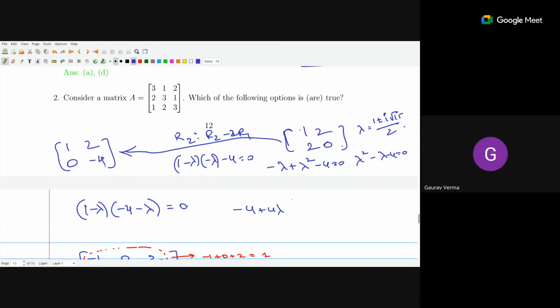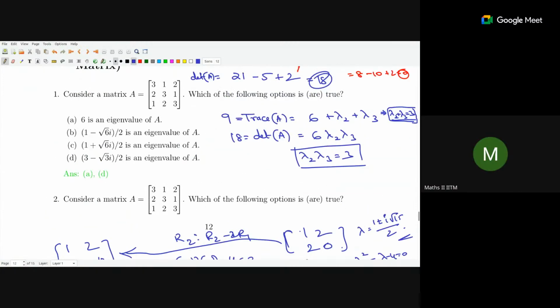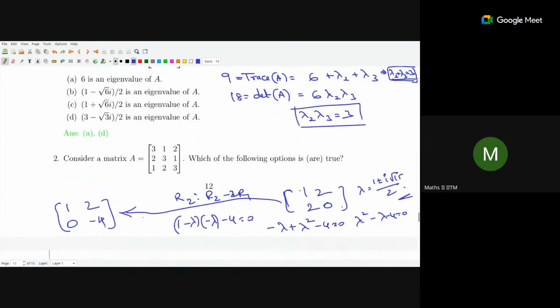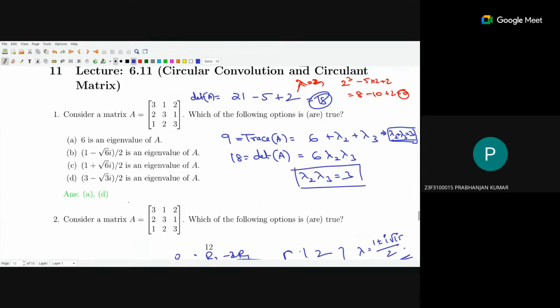Sir, the roots are straightforward. Lambda equals 1 and lambda equals minus 4. Correct. So lambda will be 1 and lambda is minus 4. Different, right? It's a triangular matrix. So if you perform any row operations, you can simply see that your trace will change. If your trace changes, then the sum of your eigenvalues will also change. The sum is changing. So one or some of the eigenvalues will change. Okay.